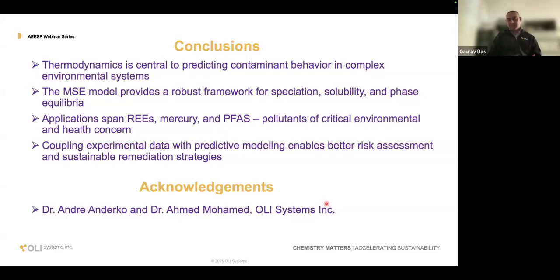Coupling the experimental data with this predictive modeling enables us to better assess risk and devise sustainable remediation strategies.